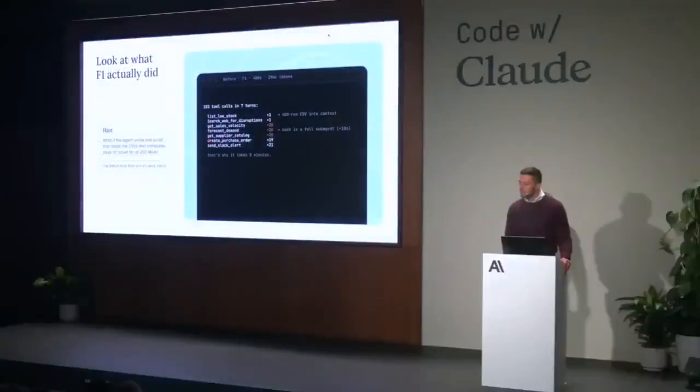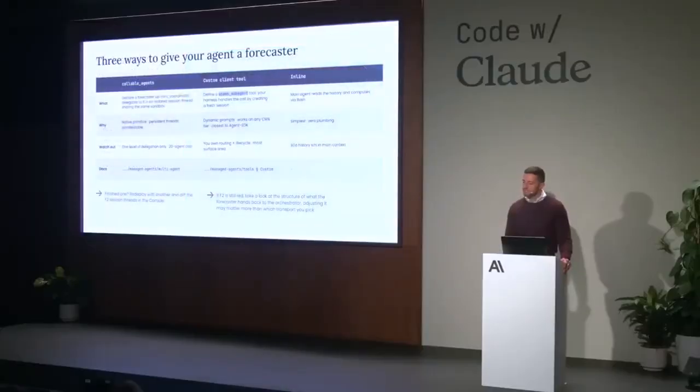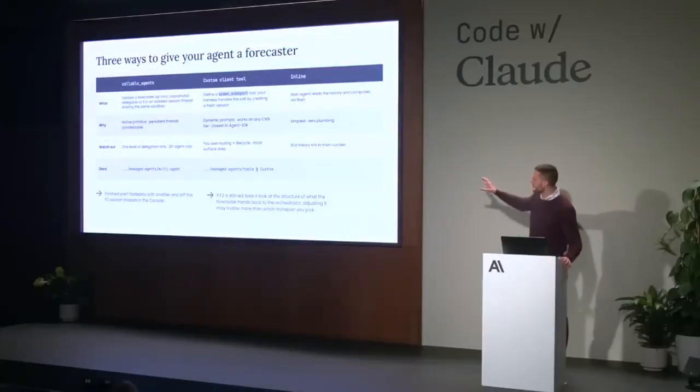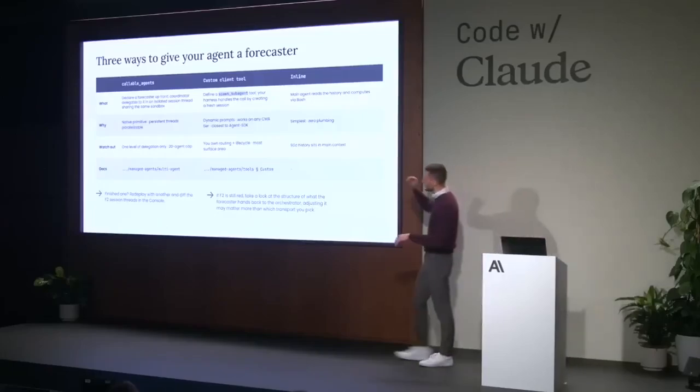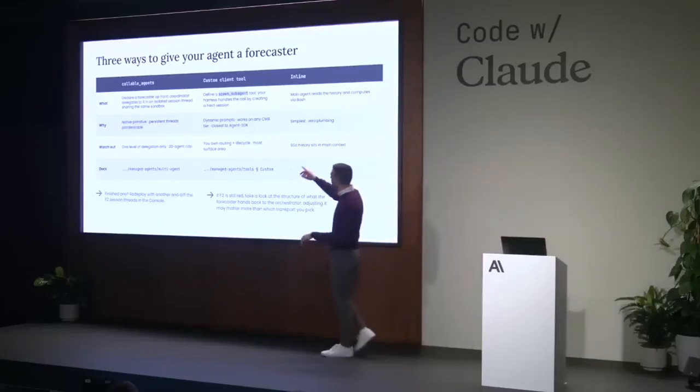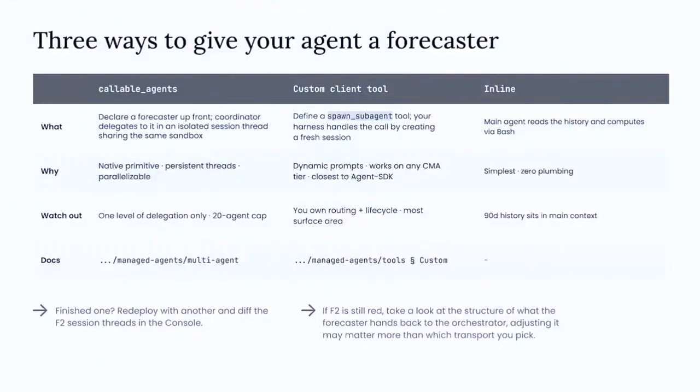We just did some building. Again, I'm going to skip through these because we spent some time talking about them. We just talked about subagents. Again, there's a few different cases where you can use them. We just talked about callable agents. You can also just define your subagent as a tool, which is what we did previously, but we actually moved away from that and we decided to use the CMA native capability.